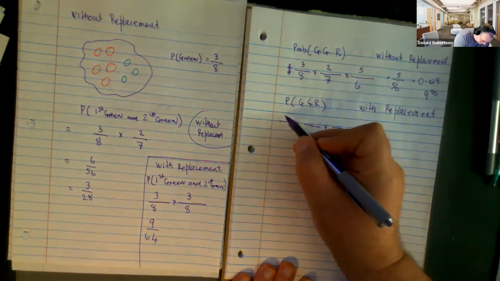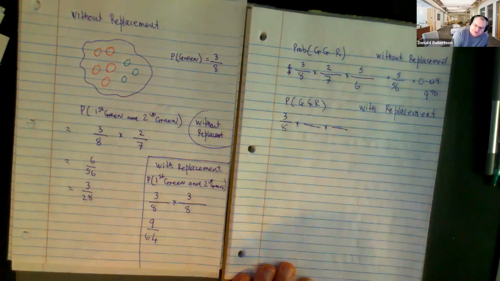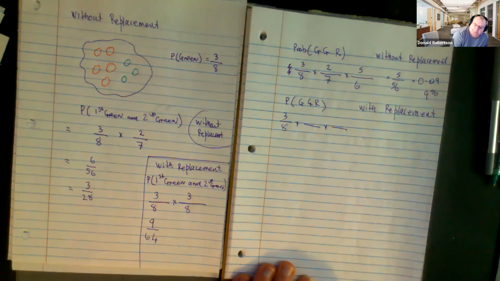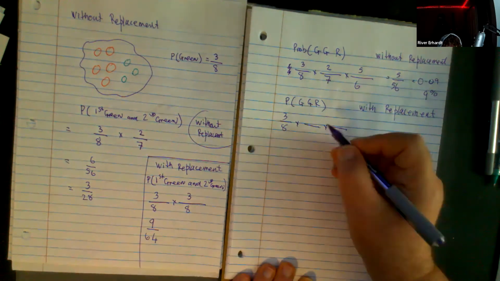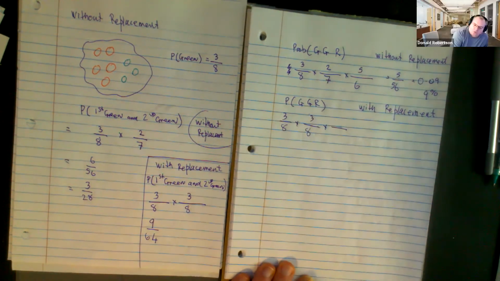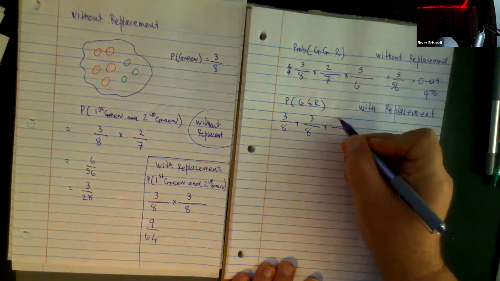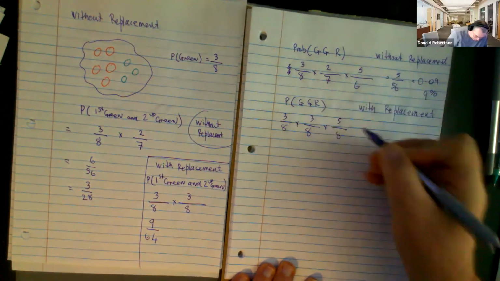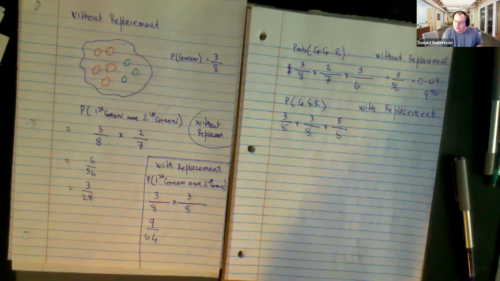3/8. Yeah, I'm giving you the easy one. What would the second one be? Green, given that it's replaced, right? It's put back in the bag. Same thing. What's the red for the last one going to be? 5/8. When you compare the two, do you see the dissimilarities, how they're not quite the same, right?